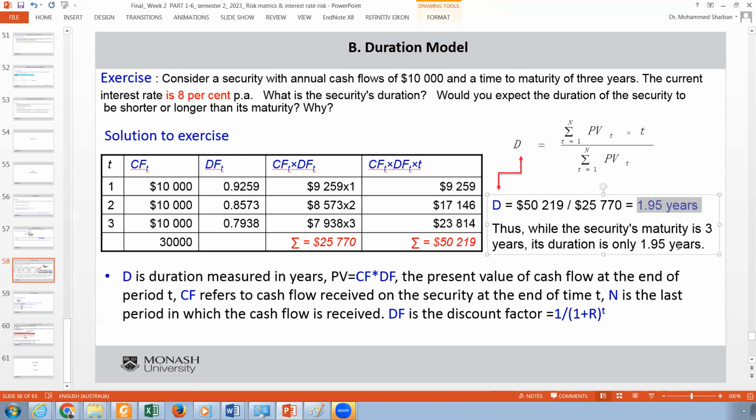So I will put it in the horizon of 1 year to 2 years, instead of putting it in 3 years. Now, that's the whole thing about it.